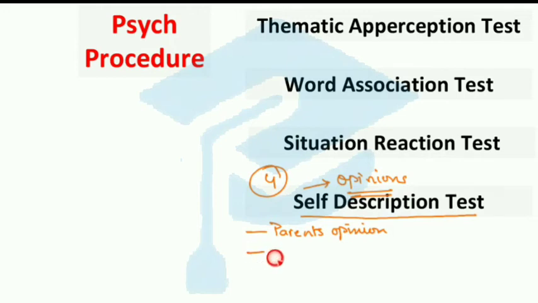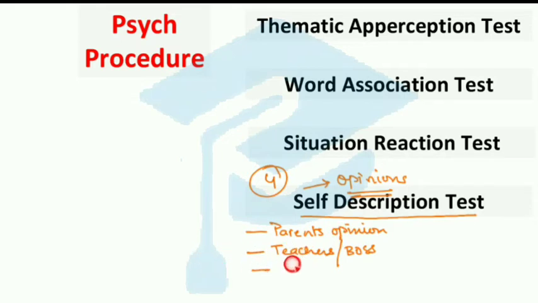Next is your opinion of your teachers or your boss's opinion. Clear? Now what happens is, in case you are a student, you have to write your teacher's opinion. In case you are working somewhere, you have to write your boss's opinion. Clear?